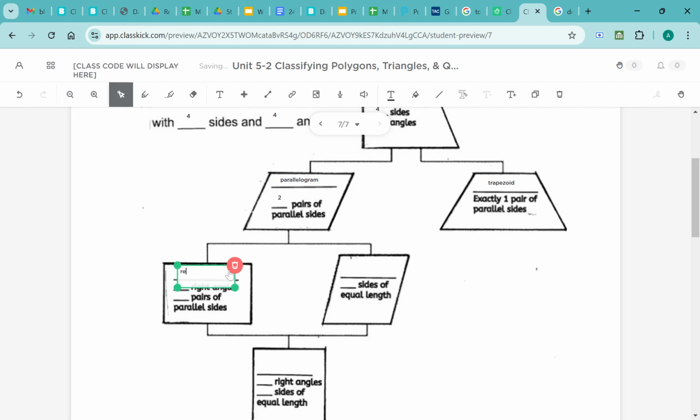So this one is a rectangle. Rectangles are parallelograms. They have to have four right angles, and they have to have two pairs of parallel sides. Next, we have a rhombus. Rhombuses have to have four sides of equal length. Those are both parallelograms.